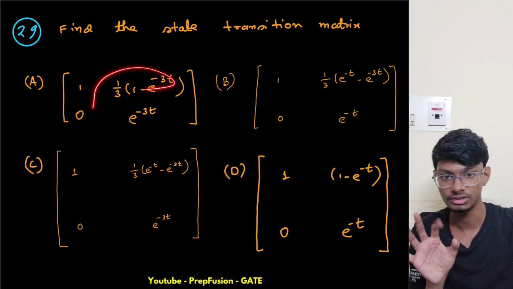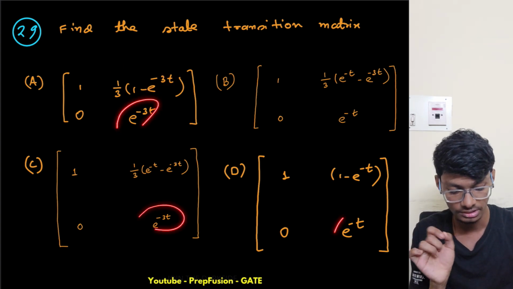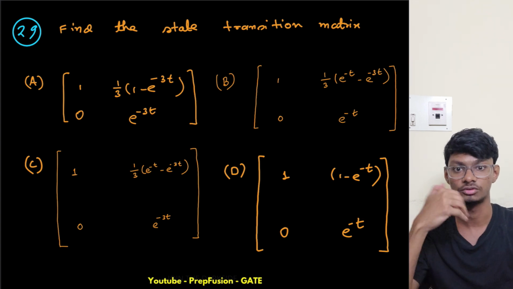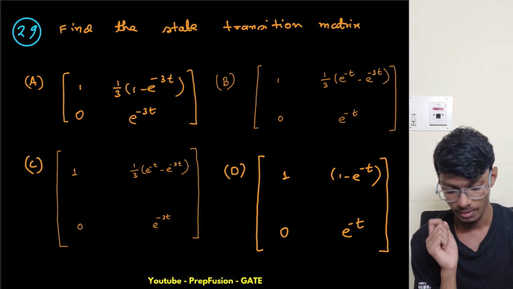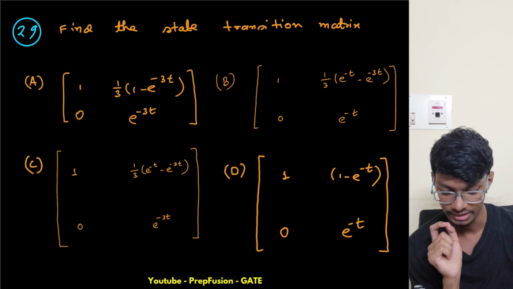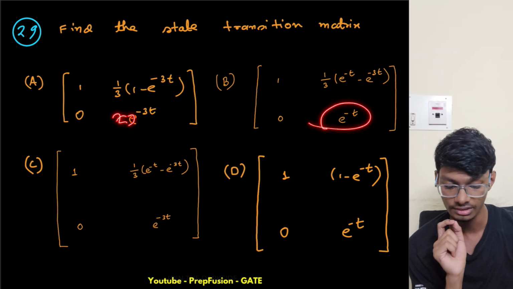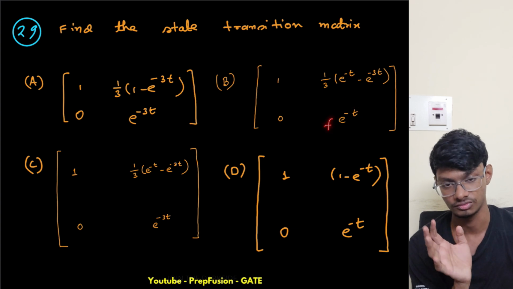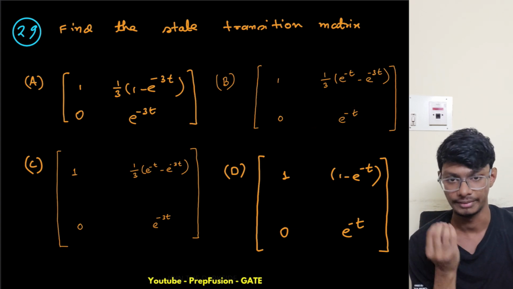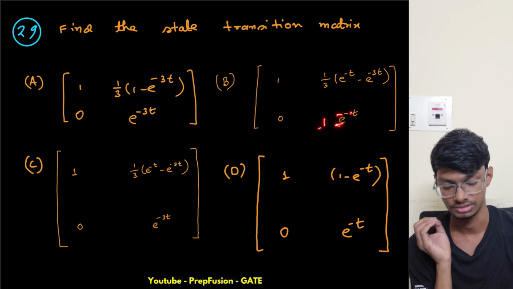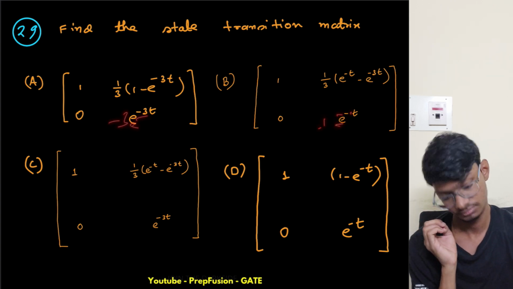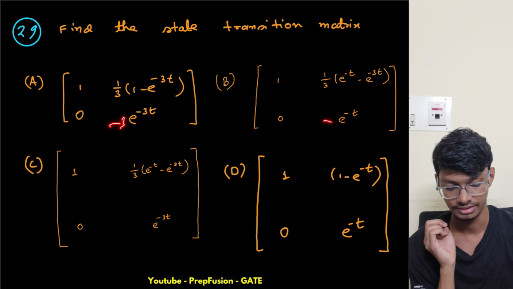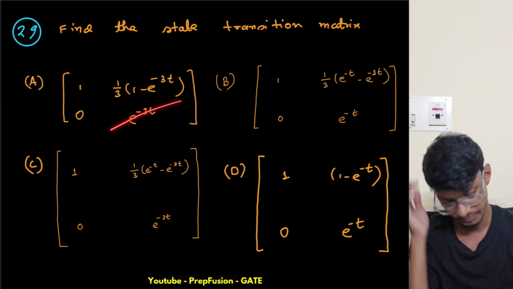It's not like I will check all the elements. I will check the easier elements and run away to the next question. That is how you should solve in the exam, right? So differentiation is minus 3 at t equals 0, this is minus 3 only. Differentiation is minus 1 at t equals 0, this is minus 1 only. So this is not the answer. By minus 1 I mean minus 1 e raised to power minus t, and this is minus 3 e raised to power minus 3t. So this is minus 3 and this is minus 1. So yeah, this is correct.